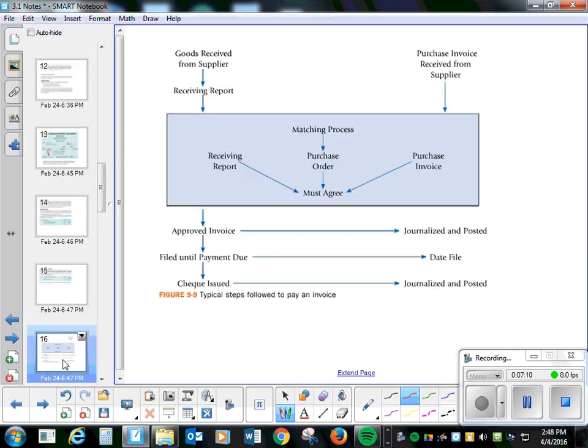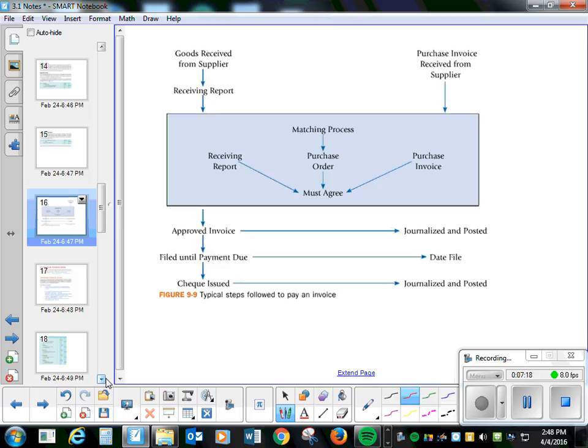Okay, so here's just another flow chart to go through all the process of the purchasing department. So as you can see, it's quite a detailed process.